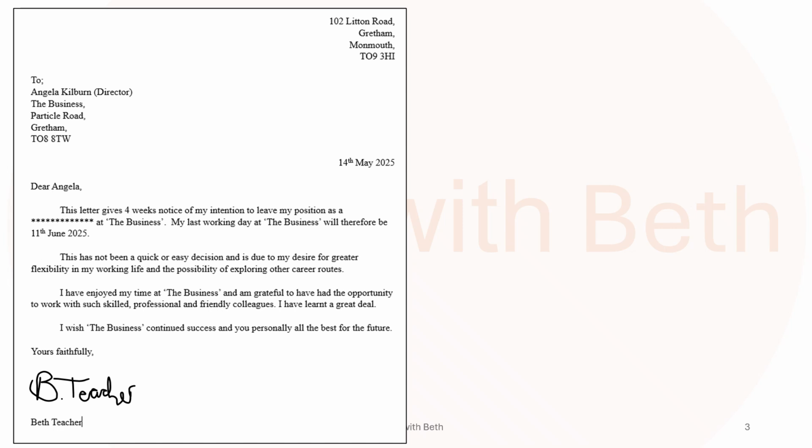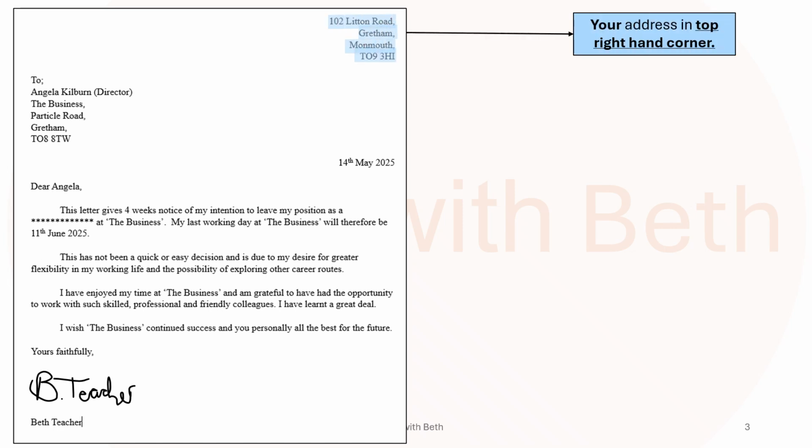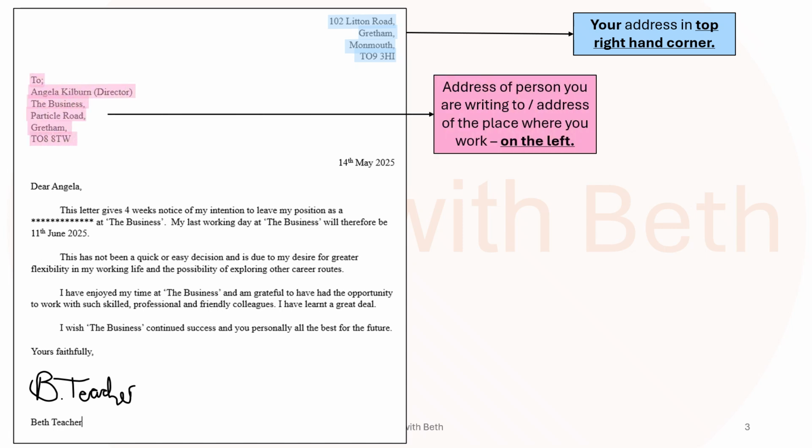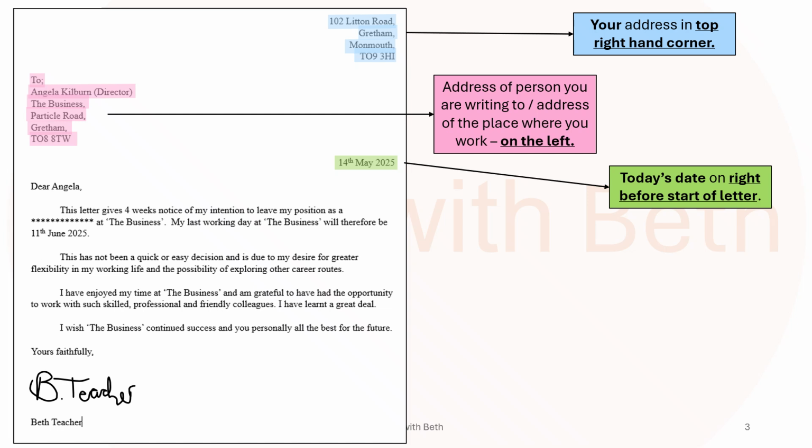First, you would put your address in the top right-hand corner of the page. Then you would put the address of the person you are writing to, or the address of the place where you work, on the left. Then you would put the date that you are writing the letter on the right before the start of the letter.